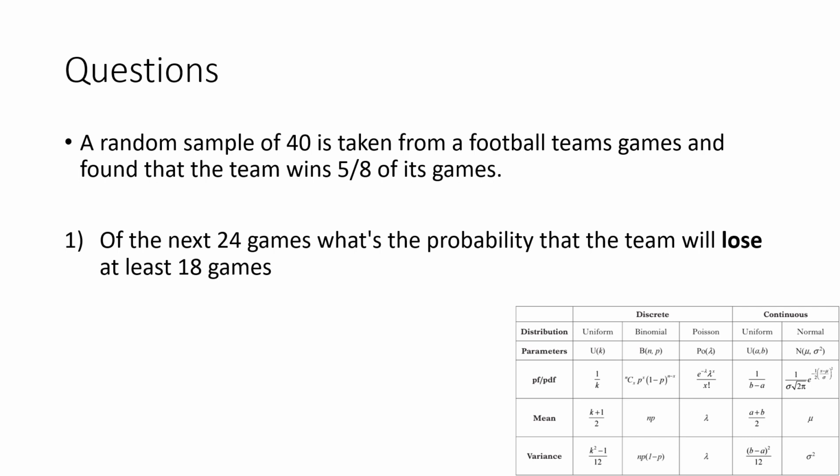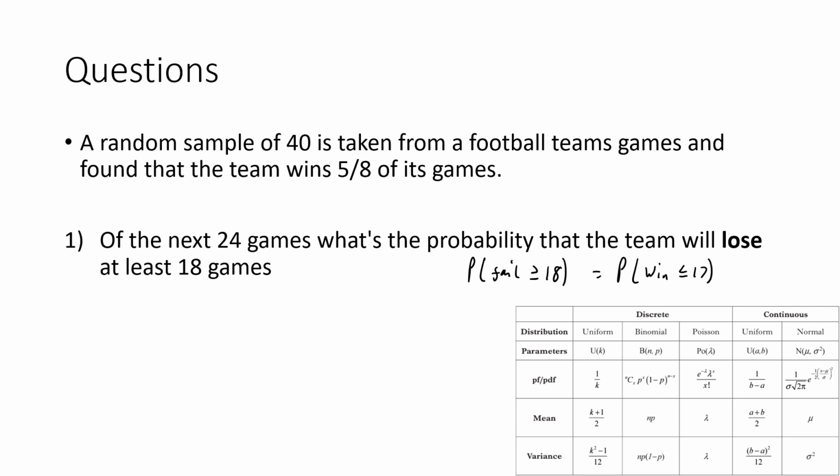So it loses at least 18, or it can lose 19, 20, 21, 22, and so on. Now, how would I write this? I would write this as the probability of failures being greater than or equal to 18. That's what we're trying to figure out. Or you could turn this the other way around and say the number of wins is less than or equal to 17. And when you do that, it becomes exactly the same as the last question, very easy.